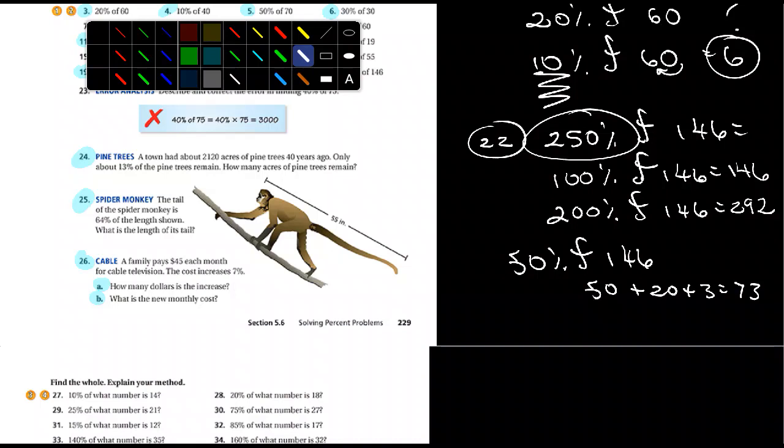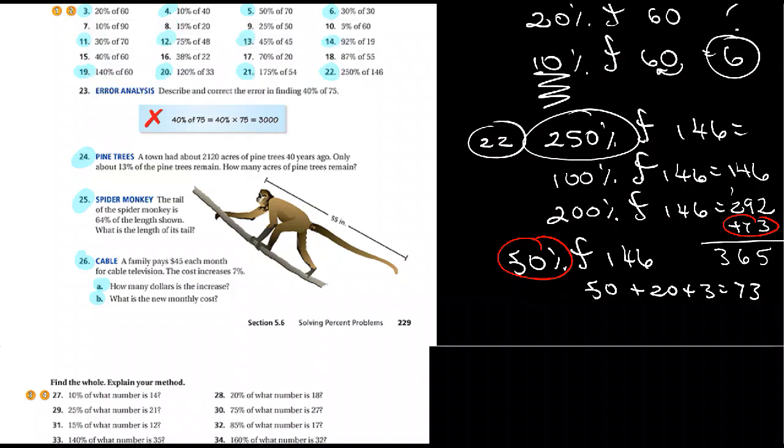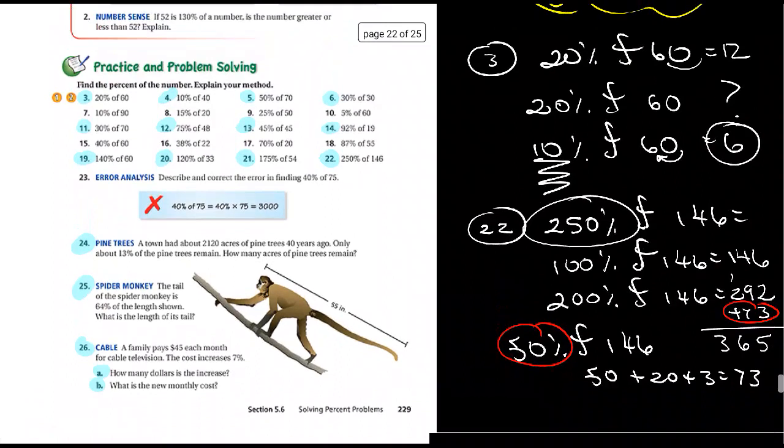So, what have we got here? 292 plus 73, because the 73 is the 50%, because we got the 200, which was 146 twice. Okay? So that's going to be 5. And what's 7 plus 9, or 9 plus 7? It's going to be 16. Put down the 6, carry the 1. And then 3. So the answer to number 22 is 365.